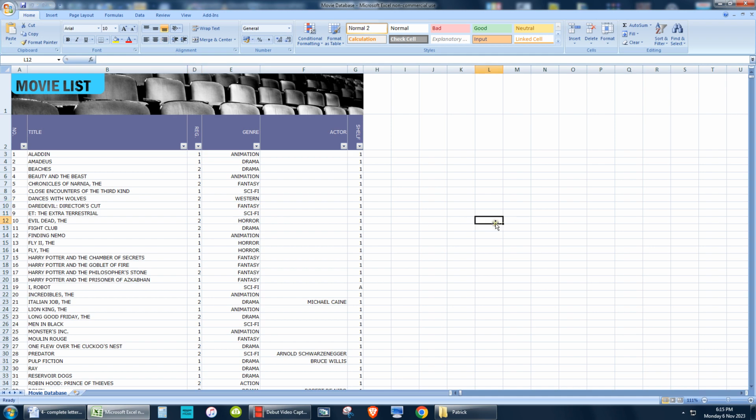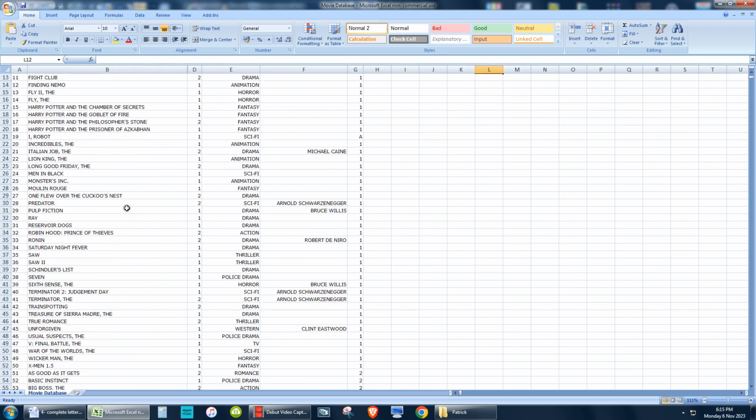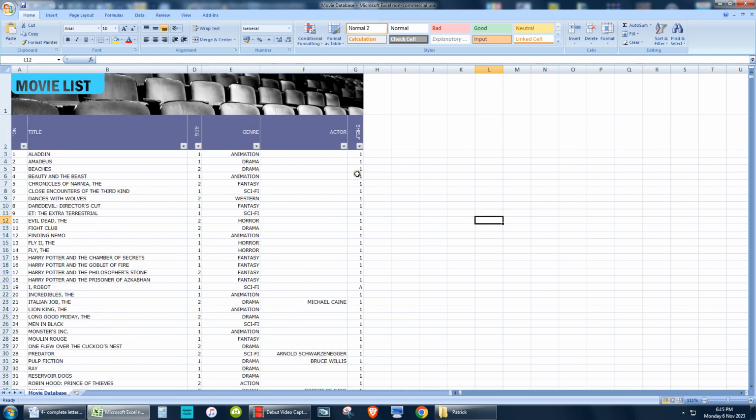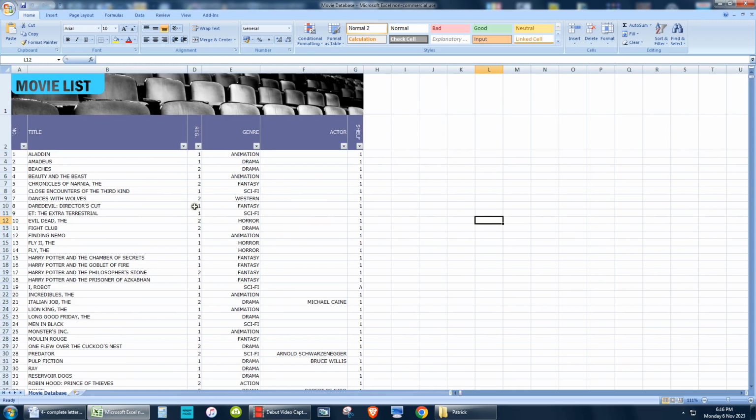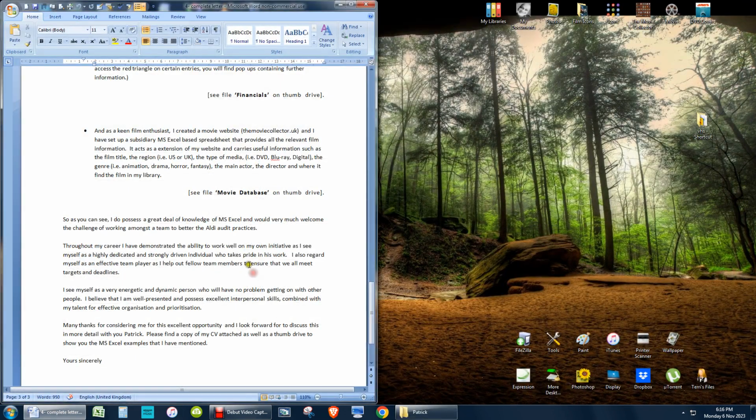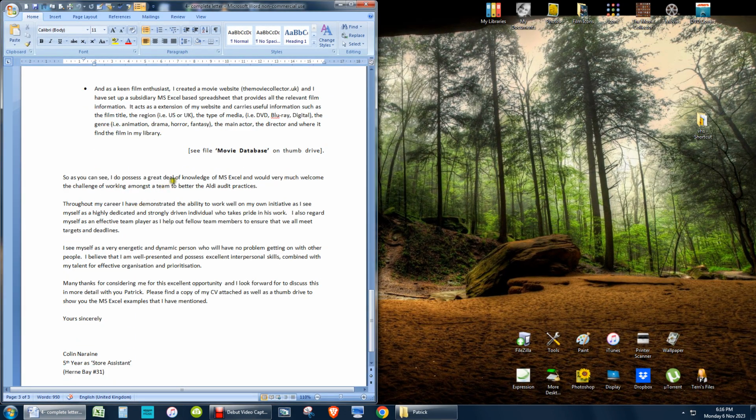We'll leave it this big. And that's basically the boring side of it. It's all data. It's just a database that can tell the shelf, what actor, genre, if it's a UK or a US film, the name of the film and the number of the film. All there. That is another example of using Excel. So, as you can see, I do possess a great deal of knowledge of Excel and would very much welcome the challenge of working amongst a team to better the Audi audit practices.